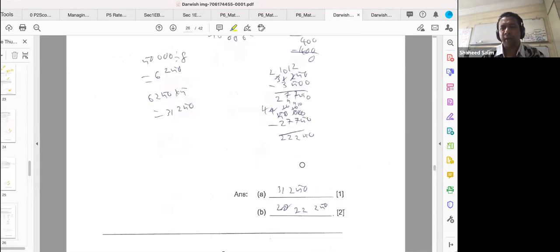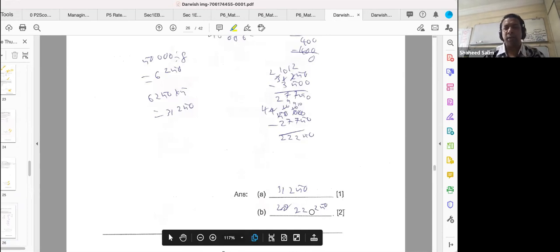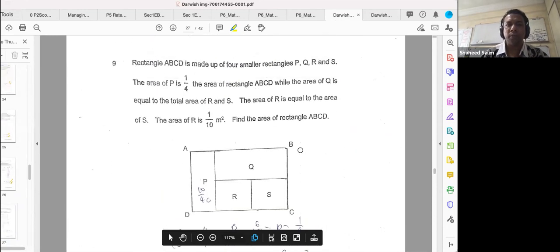Next one, 2.25. Okay, you know. Only thing you need to change this to liters. You know how to change to liters? Divide by 1,000. Can. So this one must write the units also. Must write units also. And you must put a point on here. Okay, not bad. Not bad at all.